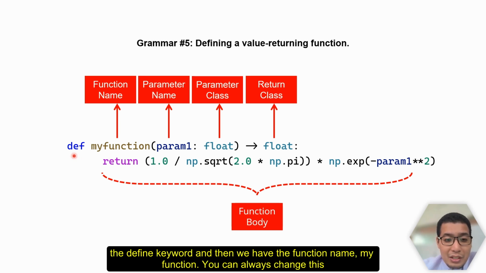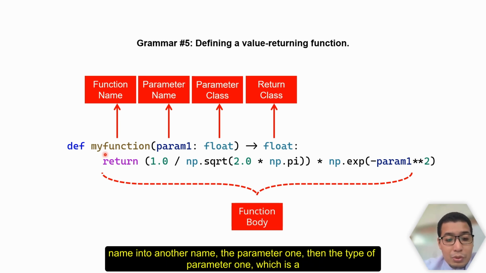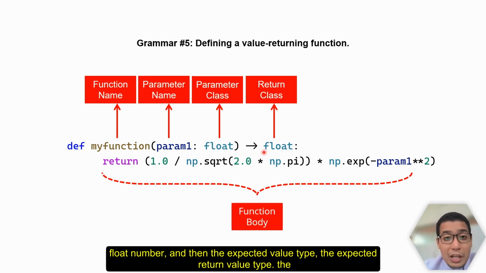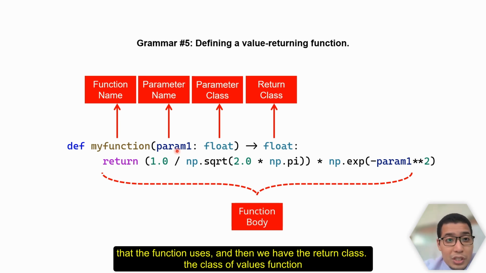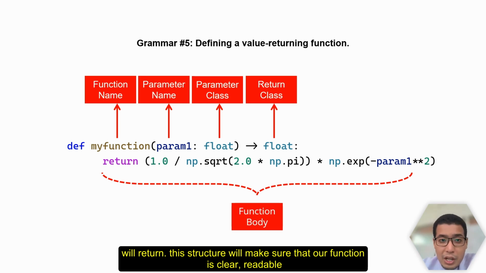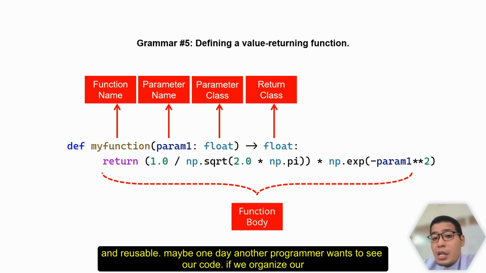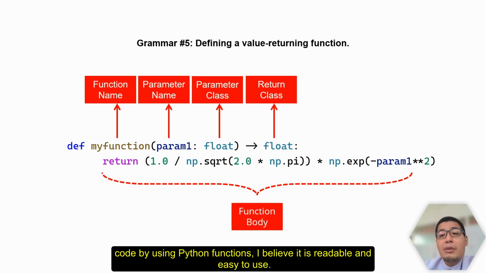In Python, we define a value returning function by using this particular syntax. We have the def keyword, and then we have the function name, my function. You can always change this name into another name, then the parameter 1, and the type of parameter 1, which is a float number, and then the expected return value type. The function name can be anything but should be meaningful. The parameters are the inputs that the function uses, and then we have the return class, the class of value the function will return. This structure will make sure that our function is clear, readable, and reusable. Maybe one day another programmer wants to see our code. If we organize our code by using Python functions, I believe it is readable and easy to use.